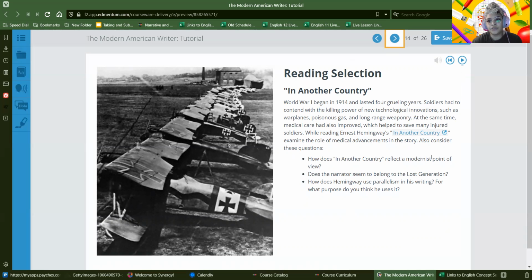How does In Another Country reflect a modernist point of view? You're looking for those things that we talked about earlier in modernism, which is just being disillusioned, seeing the despair of war and having to deal with it. You're looking for those themes. And then it says that the narrator seemed to belong to the lost generation. You can tell whether or not this is true based on whether or not it seems like he's lost or his writing is showing that people have lost their purpose or don't know what to do. And does Hemingway use parallelism in his writing? So are there themes that pop up over and over in the same way?